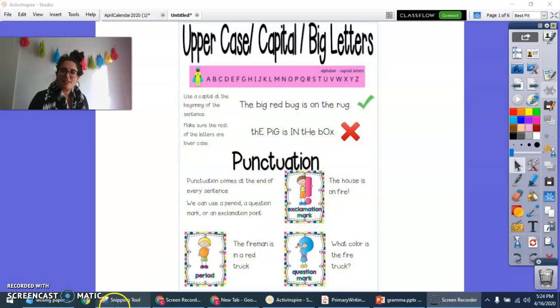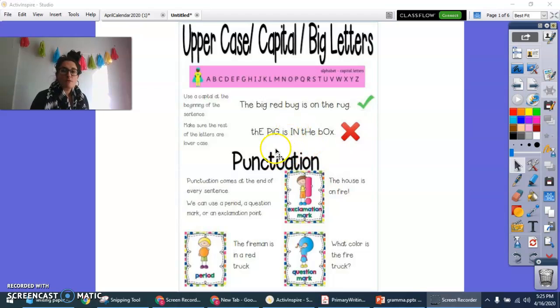So let's take a look at our anchor chart. You want to make sure you use a capital letter at the beginning of each sentence, just like this one. The big red bug is on the rug. You see, I only have a T that is capitalized in the sentence. The rest of these letters are lowercase letters. Make sure the rest of the letters are lowercase. In this sentence, the pig is in the box. I have uppercase letters where they shouldn't be because I wasn't paying attention and making sure that I had lowercase letters in the right spot.